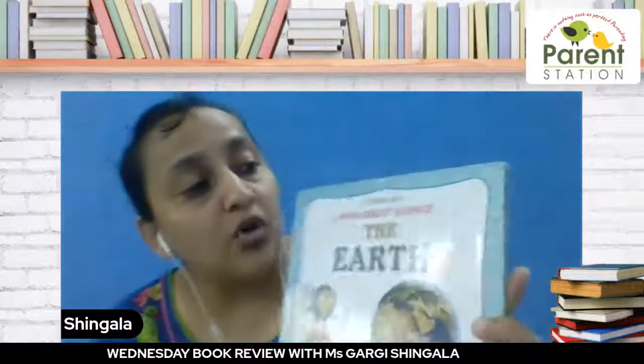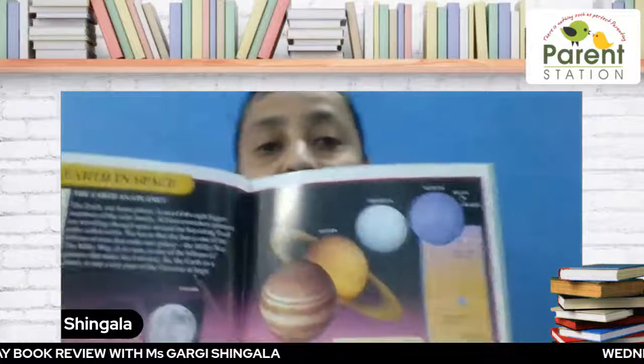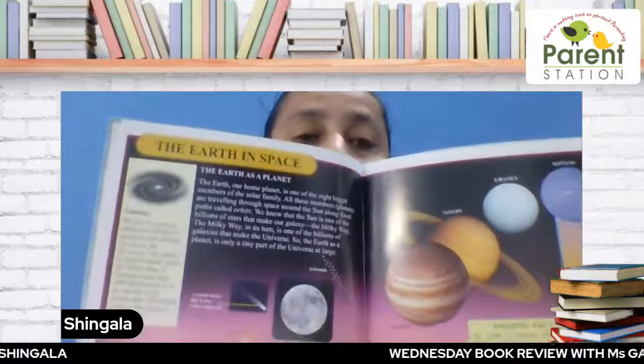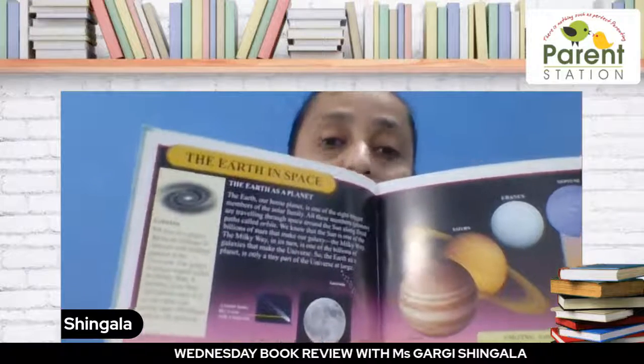So this is the Know About Science, the Earth book. It will also have how day and night are formed, the Earth's movement, everything. Let me take the Earth's history. See, it starts with lovely pictures which say Earth in space. So it gives us detailed information about all the planets, and Earth is one of them.